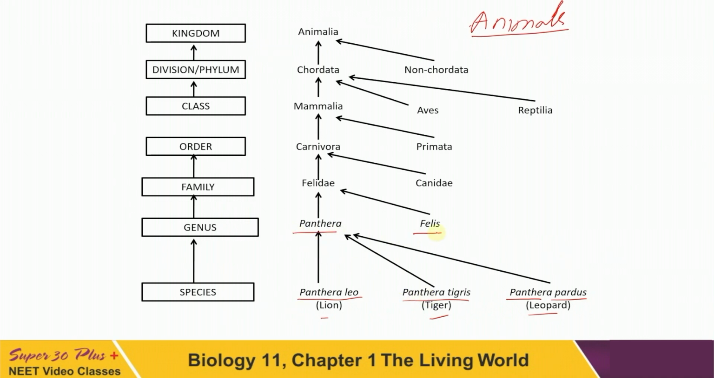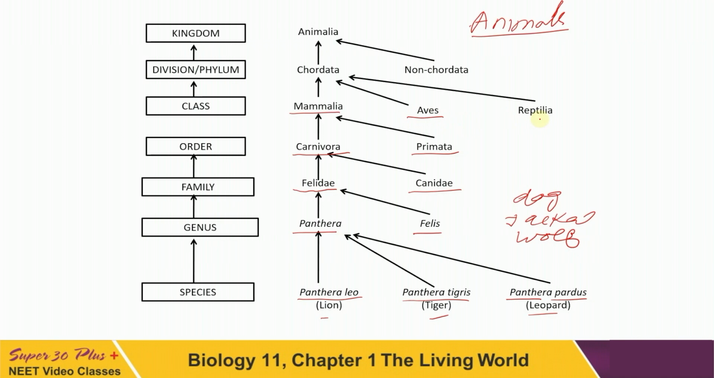Panthera and Felis are the genera which have more characters in common, and they have been put in family Felidae. Similarly, family Canidae is formed by dog, fox, and wolf. These animals make the family Canidae. Felidae and Canidae have more characters in common, therefore they have been put together in order Carnivora. Carnivora and Primata have more characters in common, so they have been put together in class Mammalia.